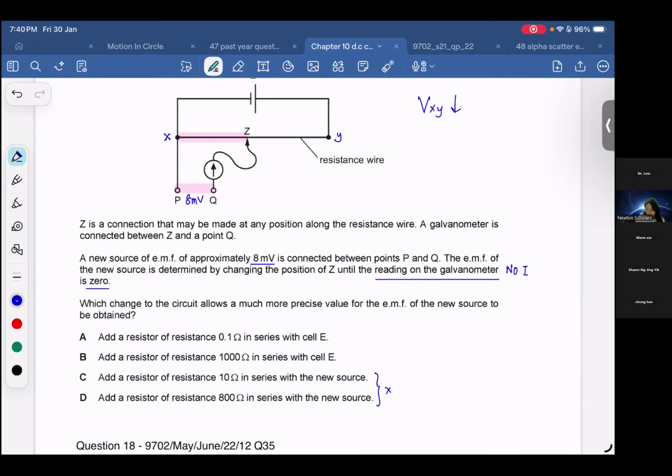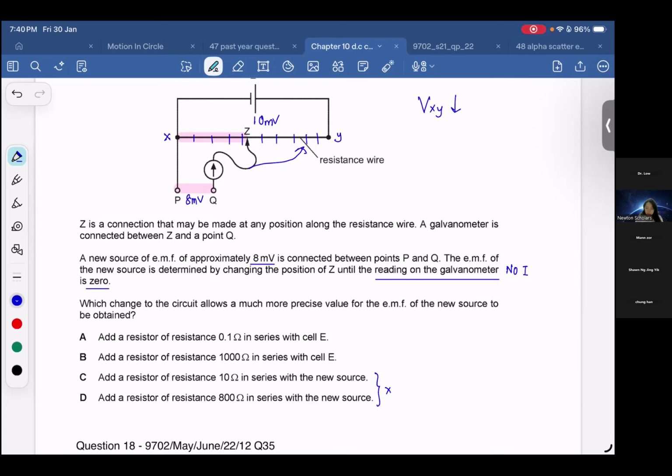So I need to think about, for example, this part becoming 10 milliwatt. Maybe we can divide it into half, then this one 1, 2, 3, 4, something like that. So when you are getting 8 milli, you will come to here. Even a slight change, you also can detect.